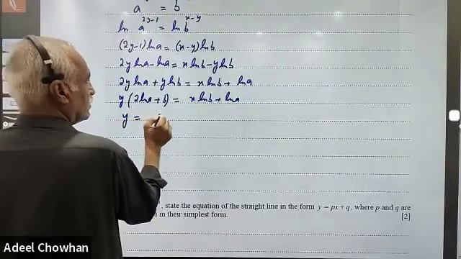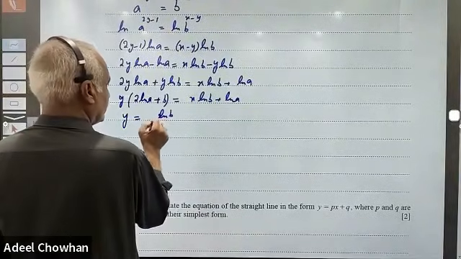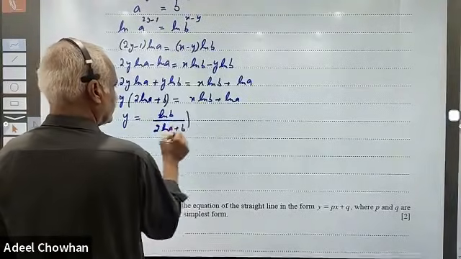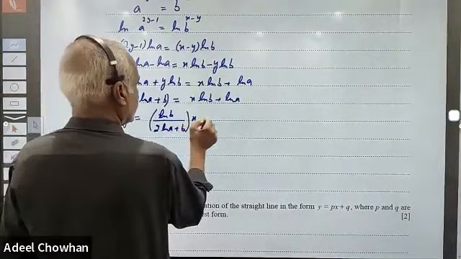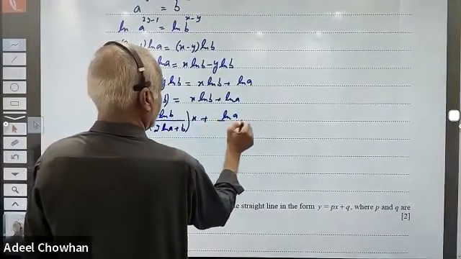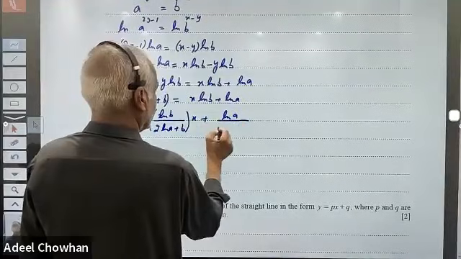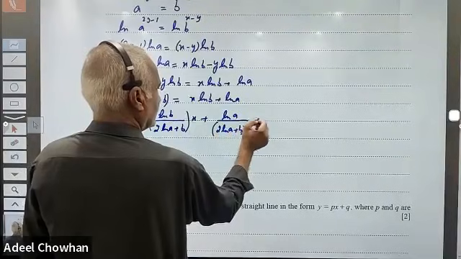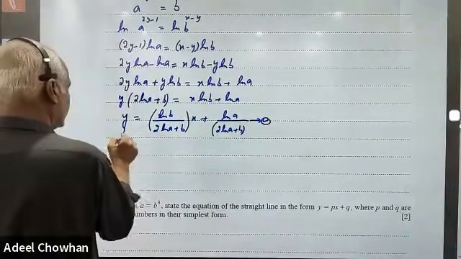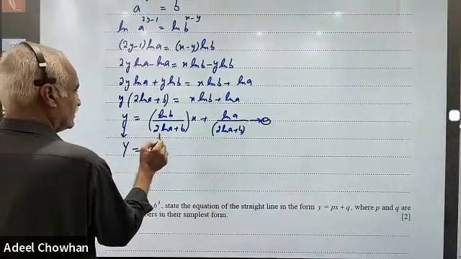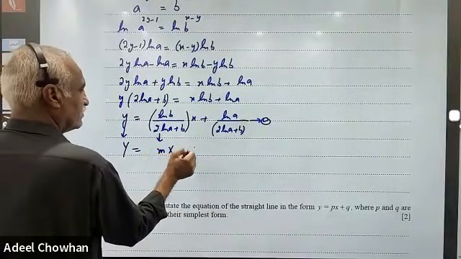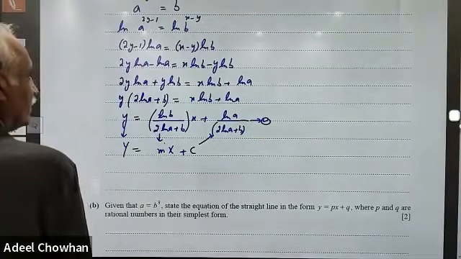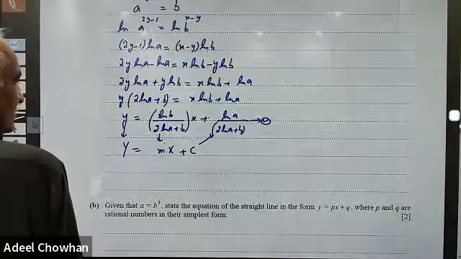Or y is equal to (log B over (2 log A plus log B)) into x plus (log A over (2 log A plus log B)). Let's say that is 2. So y is equal to capital Y, this is m into capital X plus c. So the c value is this, the m value is this. So that represents a straight line for this equation.